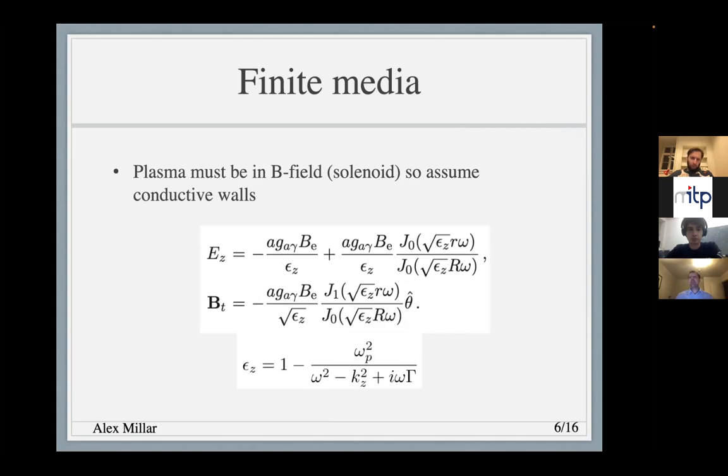You need to have some kind of boundary conditions. If I'm imagining I'm putting this inside a magnet, a cylindrical magnet is usually a solenoid. So we're going to assume that there's some conductive walls as a boundary. And then you can solve Maxwell's equations, and you get some term which looks like this infinite media term, and then some extra Bessel functions, which are telling you something about the walls of your vessel, or essentially, the radius of the cylinder.